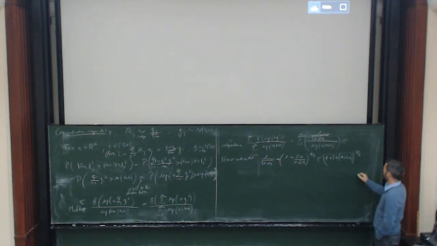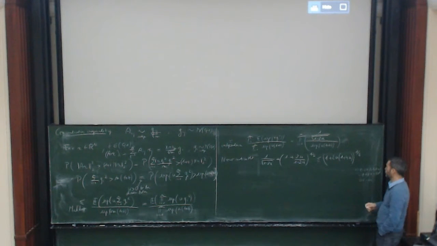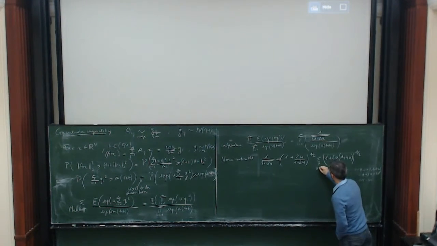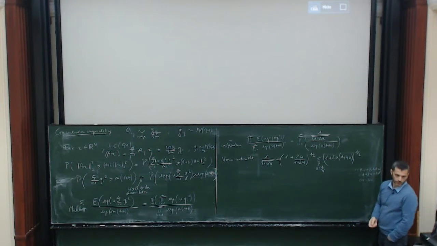So if I want 1 to be smaller than 1 minus 2u times 1 plus 4u, which is 1 plus 2u minus 8u squared, I need 1 minus 4u to be positive, so I need u to be less than 1/4. So this is valid for u less than 1/4.